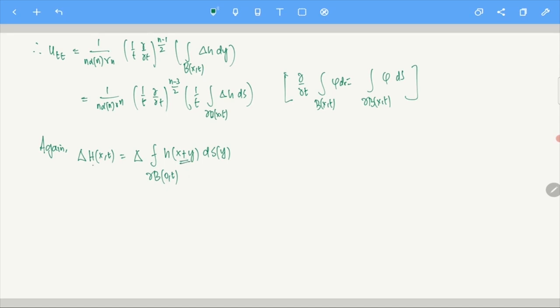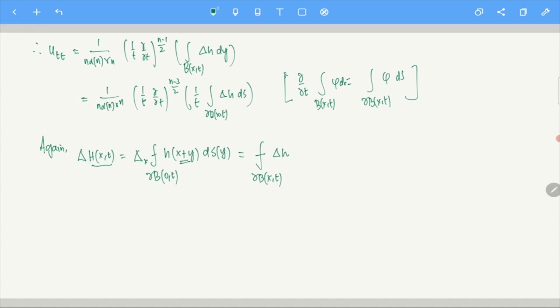Capital H is the average of small h over the sphere ∂B with radius t. Now I'm just replacing the center from x to 0. That's all, the change of variable. So this is essentially, if you write it down, the integral over ∂B(x,t) of the Laplacian of h. I can just take this inside, because this integral is with respect to y, and the delta is with respect to x.